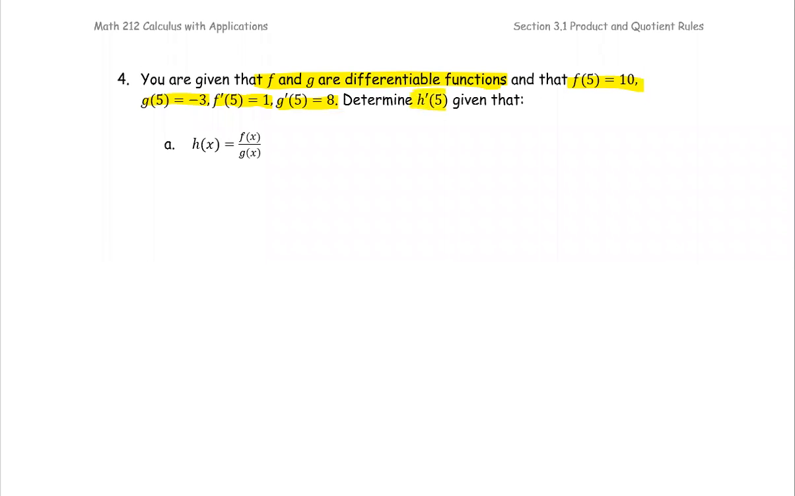For the first part, H is in quotient form, and it's directly in the form of F and G. This one I'm going to put a note: this is a quotient form. If we see a quotient form, your goal is to find H prime, the derivative of H, and you're going to use the quotient rule. The quotient rule that I use in class all the time: low, d high, minus high, d low, over low squared.